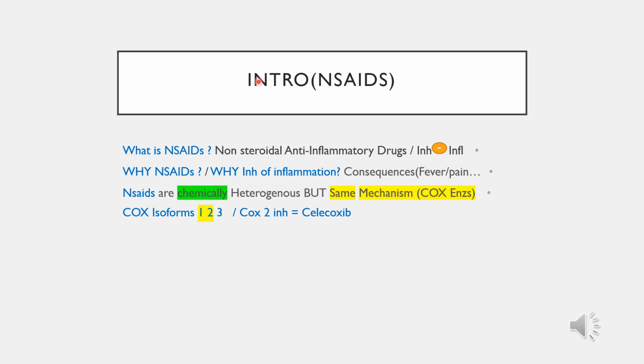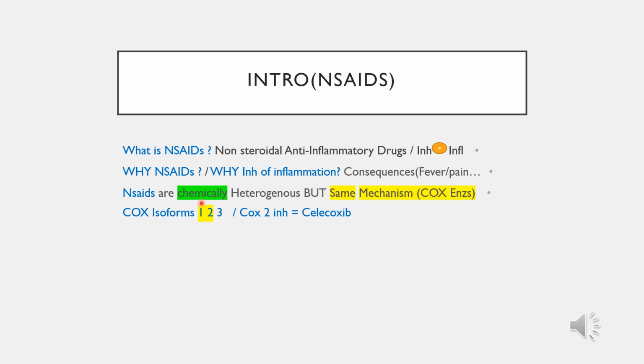Secondly, why NSAIDs? Because we want to inhibit the inflammation process. Why inhibition of the inflammation process? Because we want to inhibit or prevent the consequences of inflammation. What are the consequences of the inflammation? Fever, pain, some hypersensitivity reactions, and so on.